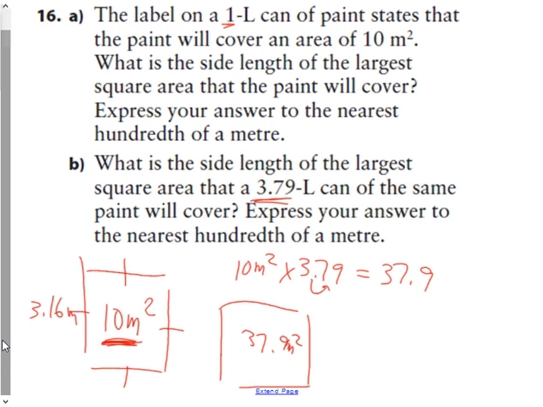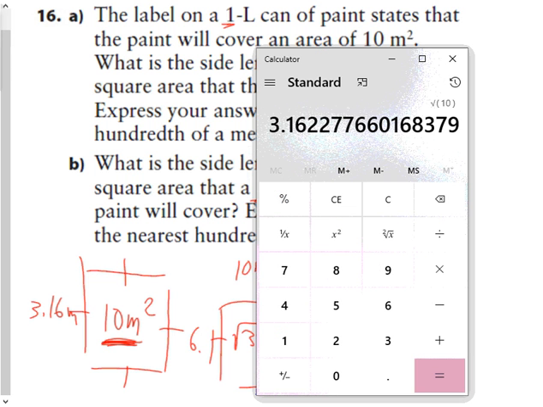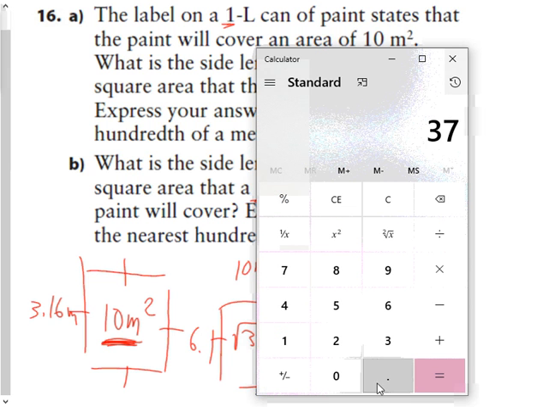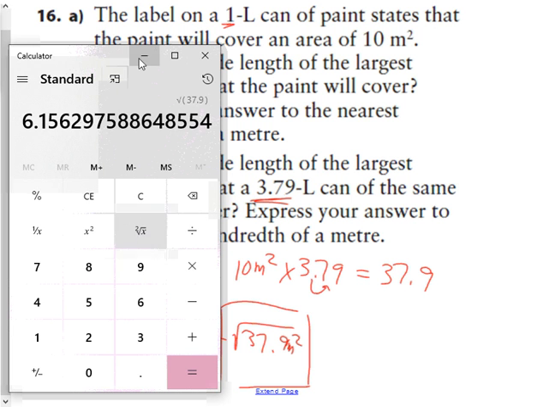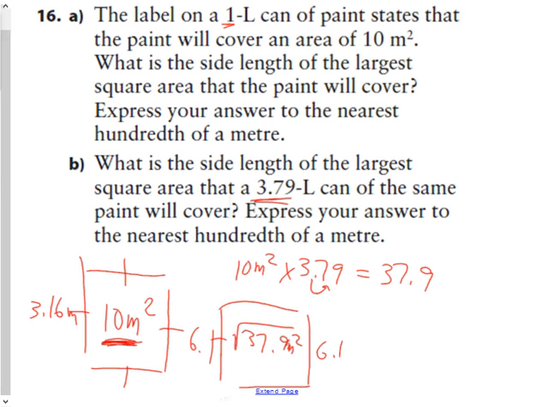And therefore, the square root of 37.9 meters squared will be a little bit more than 6. I'm going to guess 6.1, because the square root of 36 is 6, so the square root of 37.9 should be around there. What is the square root of 37.9? Oh, I pressed the wrong button. The square root of 37.9 is 6.156. So 6.156 meters is the approximate side length of that.